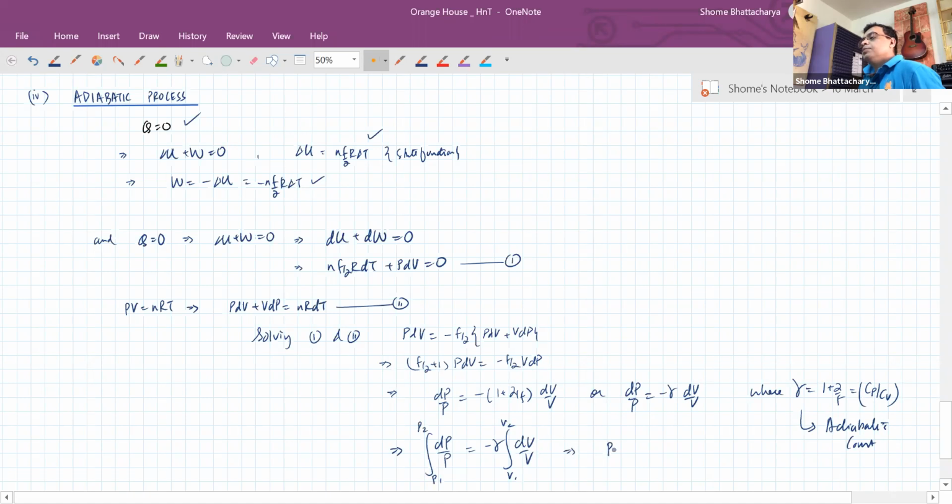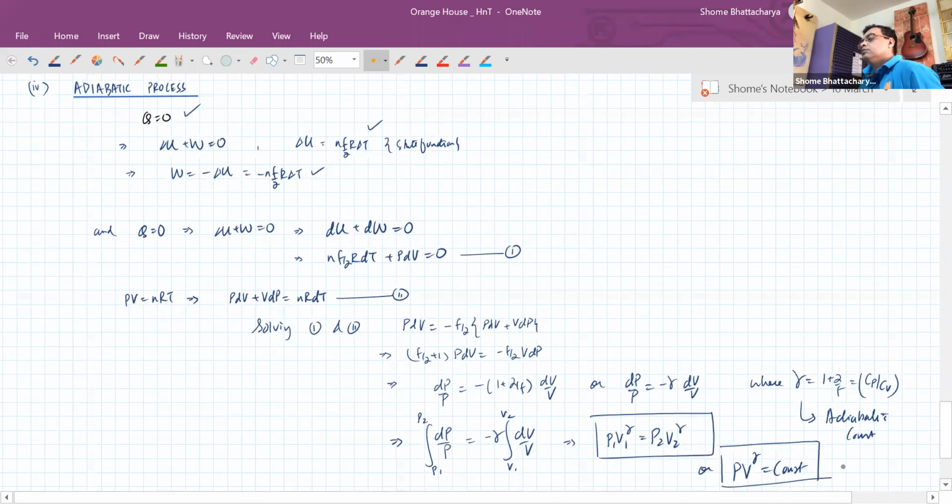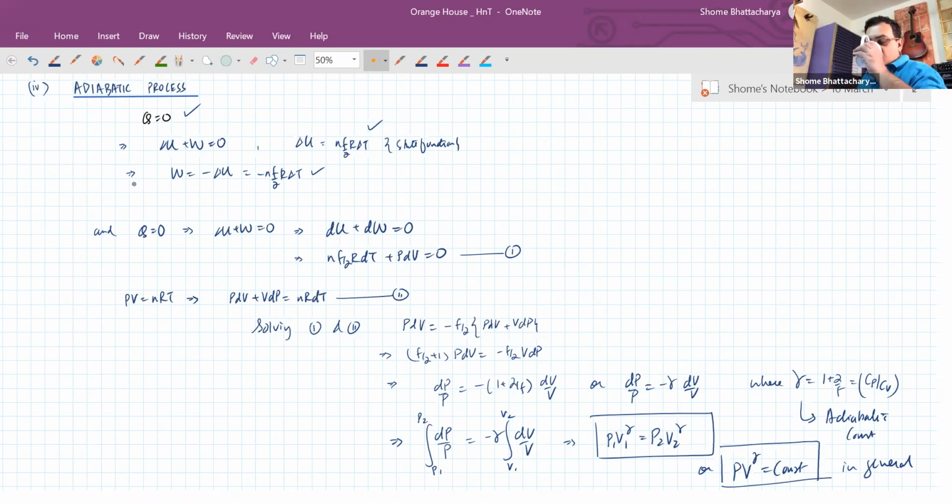We got this relation that, or in general, PV to the power gamma is constant for an adiabatic process. Okay, where gamma is Cp by Cv, so this is the relation between pressure and volume in an adiabatic process.